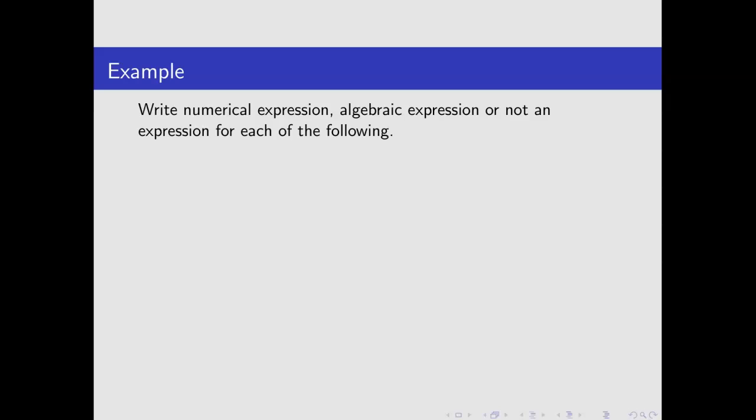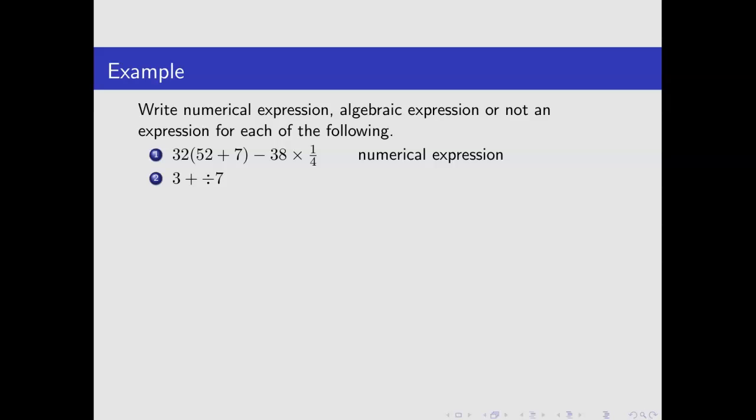Look at some examples. And for each one, we're going to write numerical expression, algebraic expression, or not an expression. So you should fill this in on your handout as we go. And I'll try to pause and give you a chance to do that. So this first one, we have 32 times the quantity of 52 plus 7 minus 38 times 1/4. And that will be a numerical expression because there are only numbers, parentheses, operation signs involved.